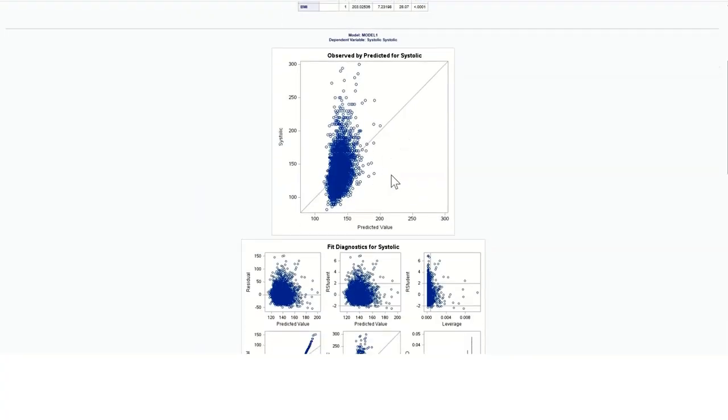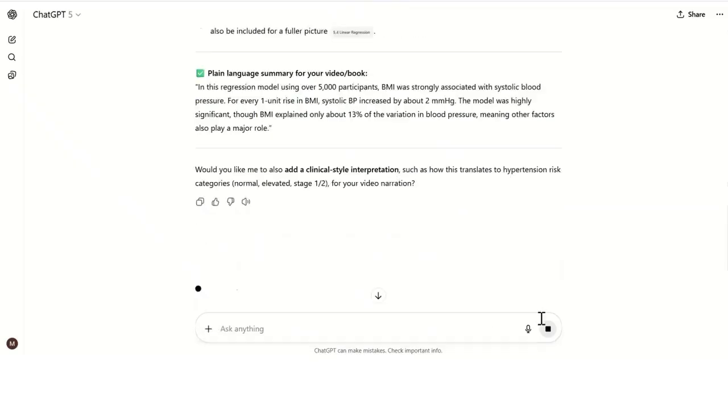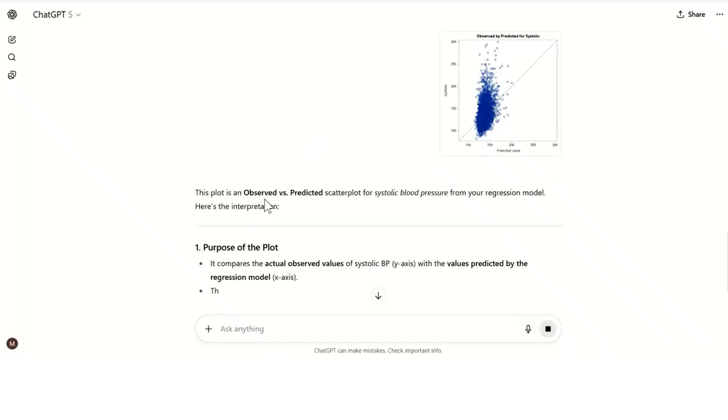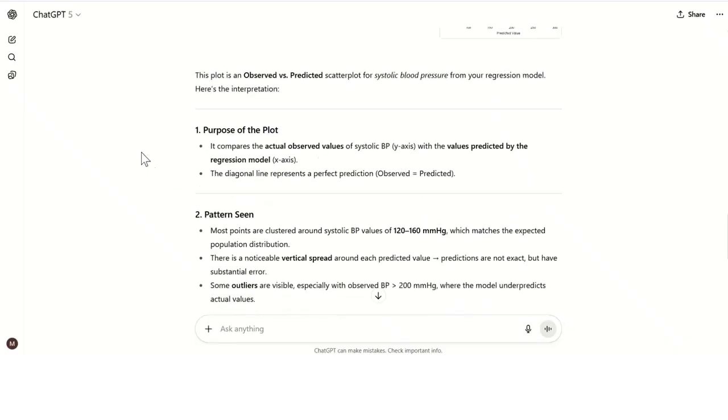So I'm going to just copy these visuals separately and paste them on ChatGPT, and let's see what it tells us. Okay, so this is our first visual about the predicted for visuals. This was observed versus predicted. The predicted value is the one which is on the line, and we see that there is a high variability in the observed values of systolic blood pressure based on BMI.